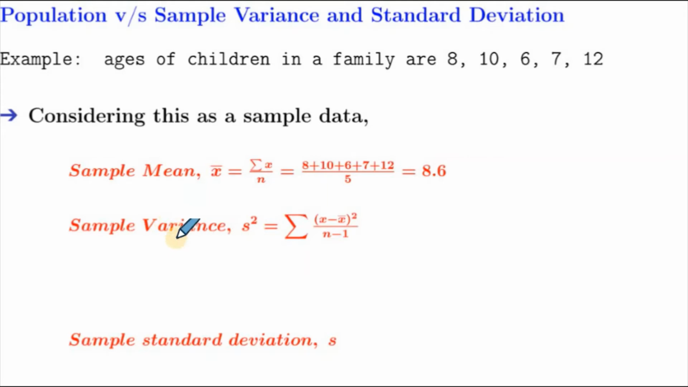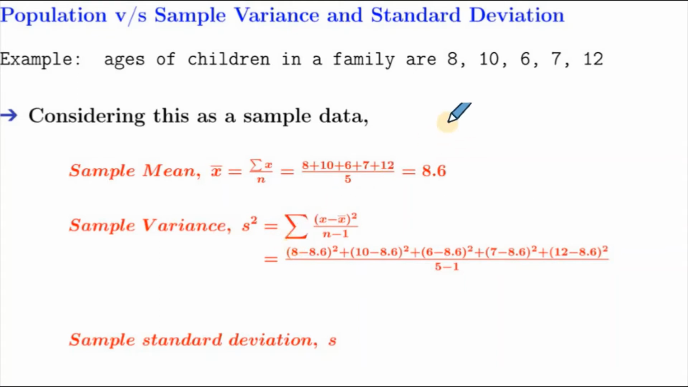Now let's look at the sample variance. So this is the formula for sample variance. Okay. Now let's plug in the data values in our formula. So this 8 comes from the data, and this 8.6 comes from the sample mean. 10 comes from the data, and this 8.6 comes from the sample mean from here. So we'll just do the same thing for the rest of the data. When we do this math, we get 5.8 as a sample variance.